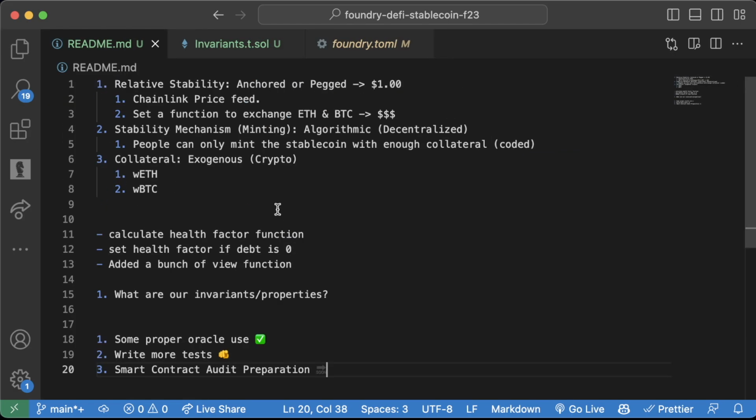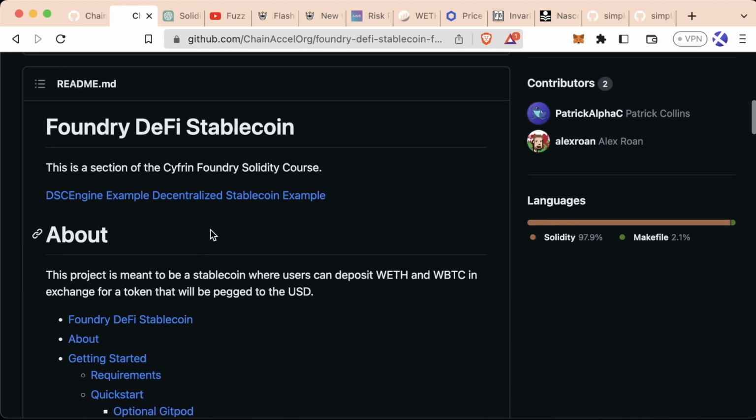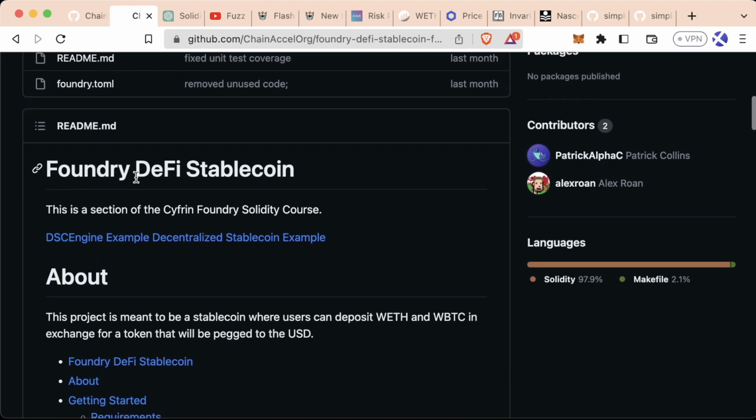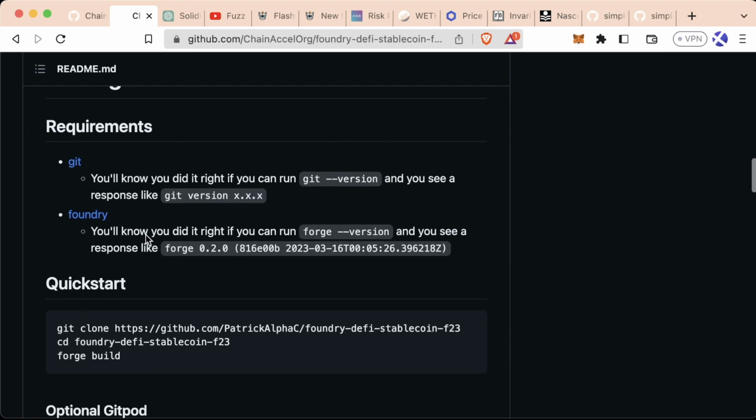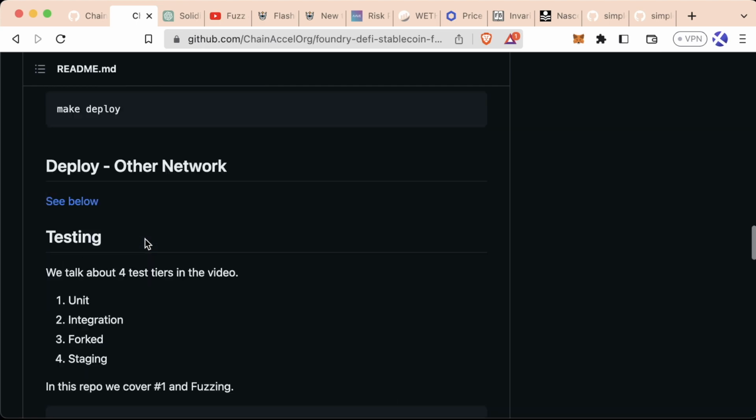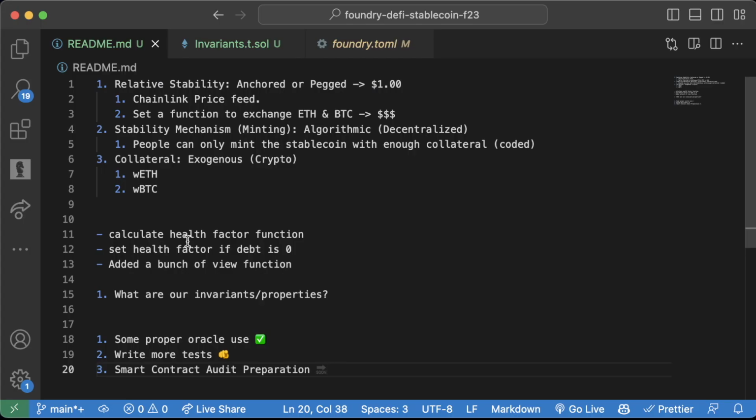The only thing we didn't do was write a proper README, which you 100% should write. And if you want, you can check out the Foundry DeFi stablecoin README to see how it actually works, of course. Even for me, this was a long, difficult project to build because there's just so much to think about. Like I said, this is a project that I am planning on getting audited.